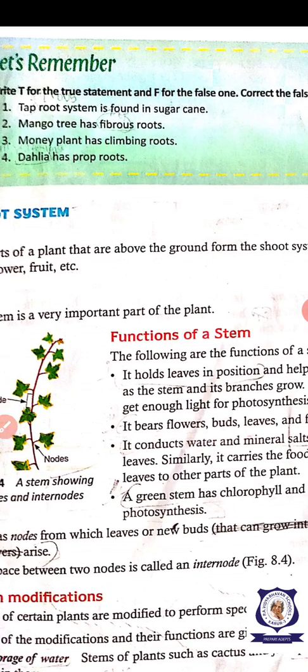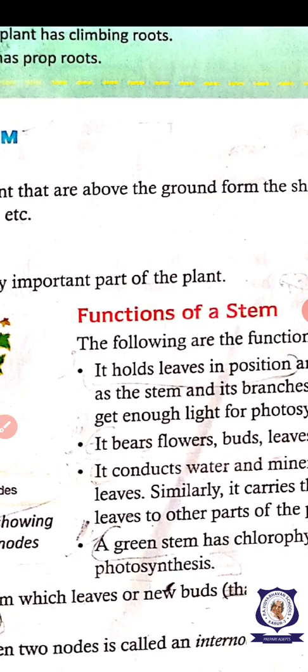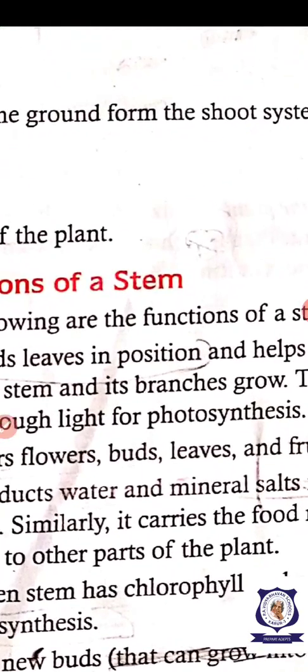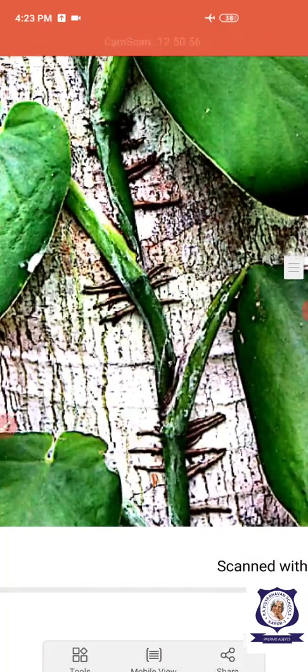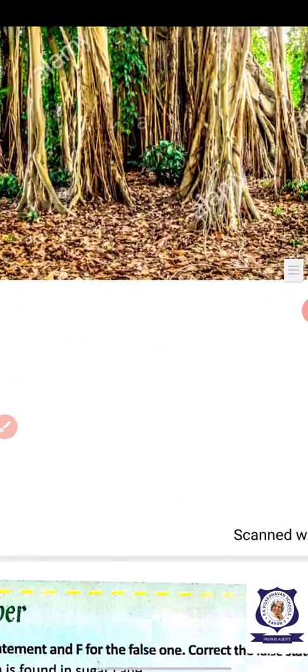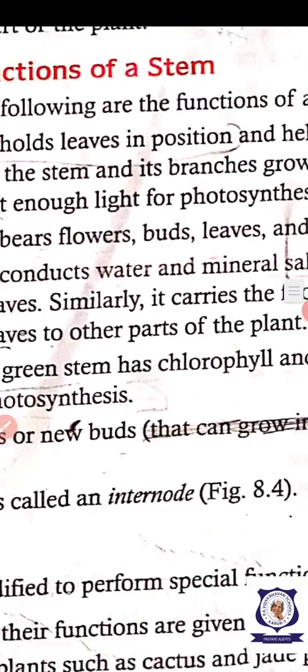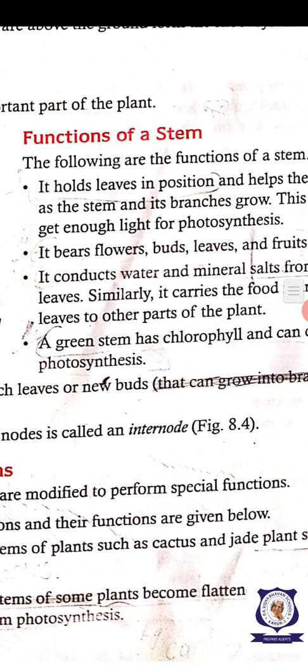What is the first function of the stem? It bears flowers, leaves, isn't it? The stem bears the branches, buds, leaves, fruits, vegetables, everything, isn't it? And another function is what? It conducts water and minerals which are absorbed by the root.